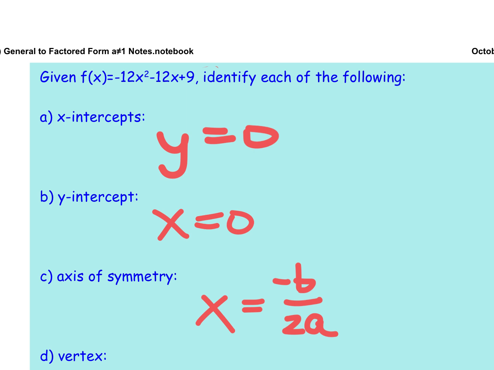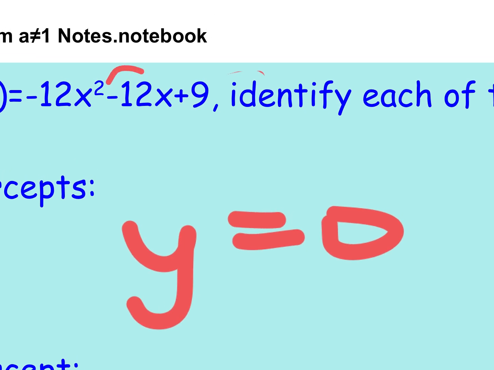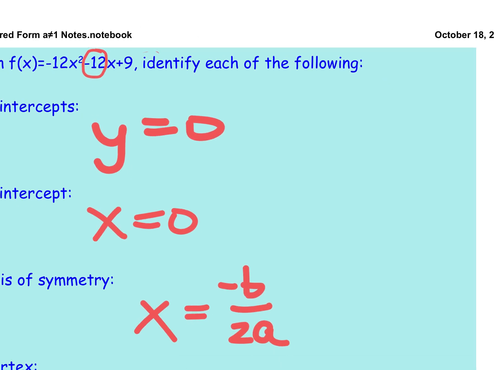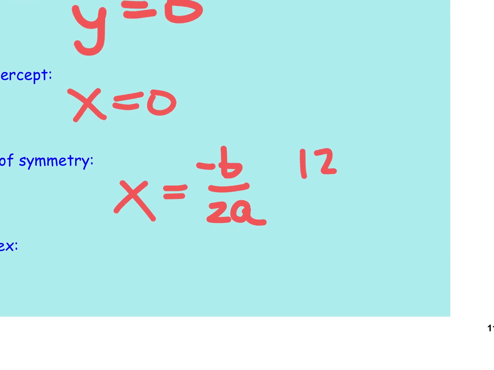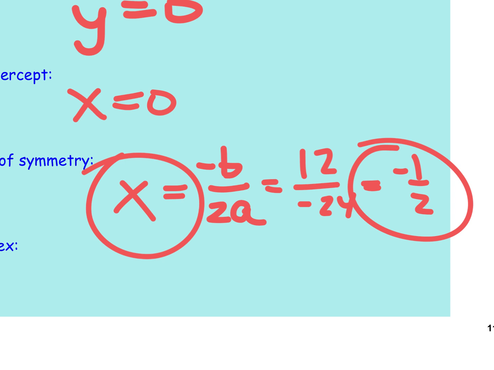So, what's negative b? Well, look at the problem. Negative b would be 12 over 2a. 2 times negative 12, which is negative 24. So it'd be 12 over negative 24, which is negative a half. X equals negative a half. Again, that wasn't officially supposed to be taught today, but I'd rather teach it to you now so you can use it. It's so much faster than having to graph it and figure out that line that runs down the middle. X equals negative b over 2a gives you the axis of symmetry.